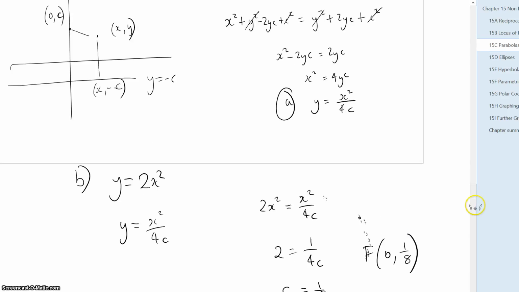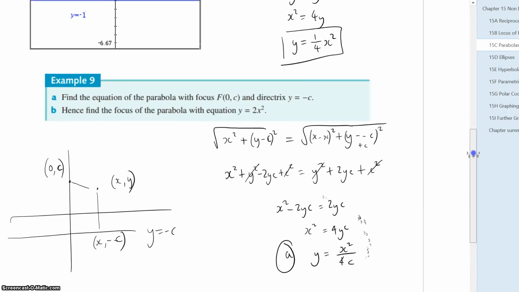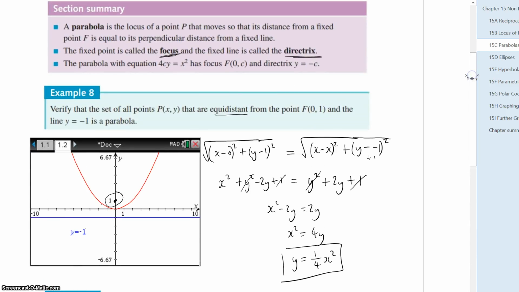So hopefully that's given you a bit of an insight as to how to work out the locus of a point in the shape of a parabola. And yeah, you can have a go at some of the questions. They can get a little bit tricky, but just give them a go anyway.